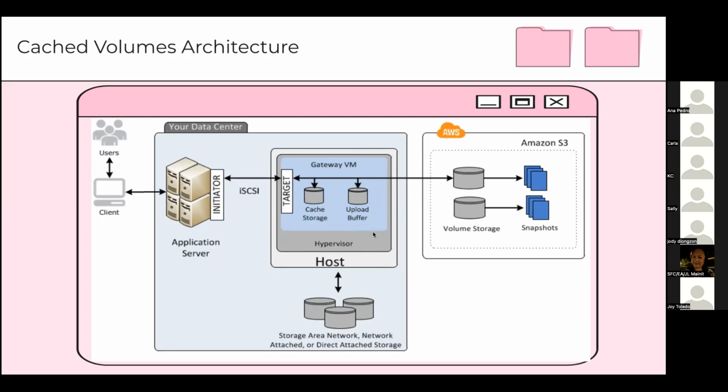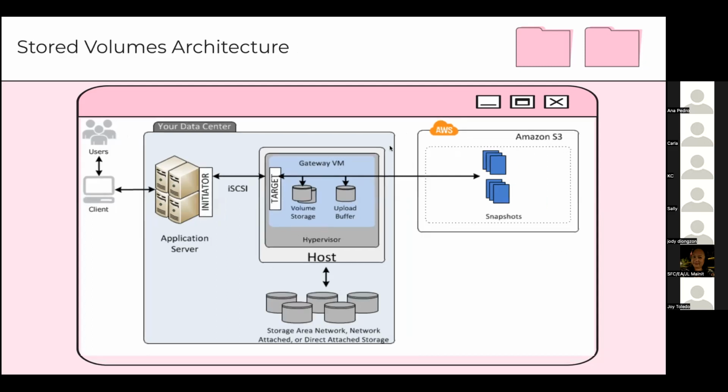Again, only the most common files or most common objects are in your hardware, in your physical on-premise. While on the stored volume architecture, a lot of it is a duplicate copy, really a duplicate copy. So that's why you can see here in the disk, there's more storage that you need on-premise.